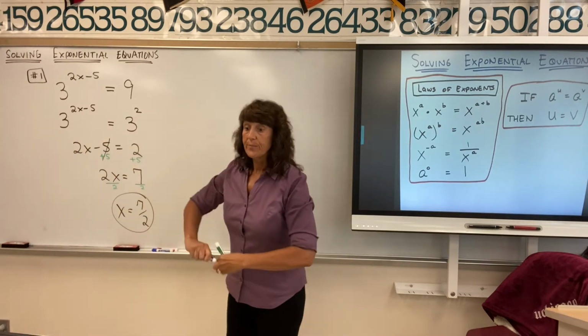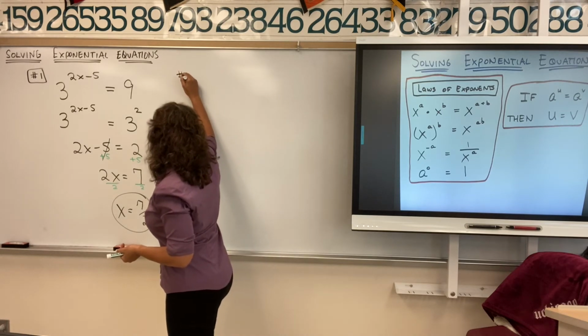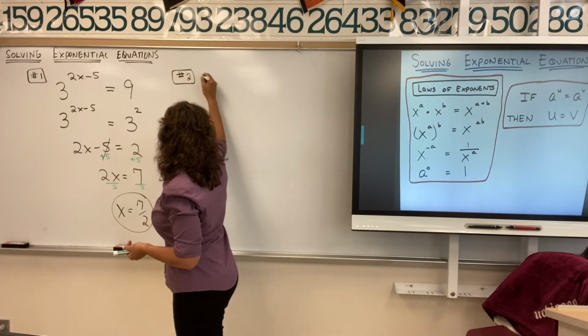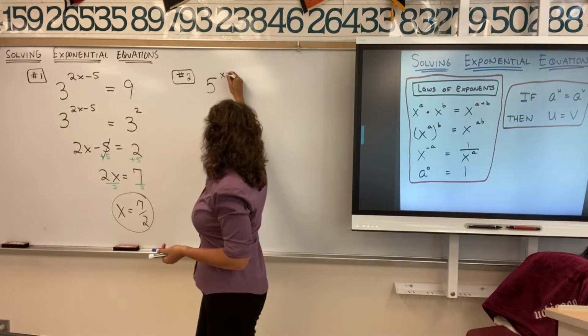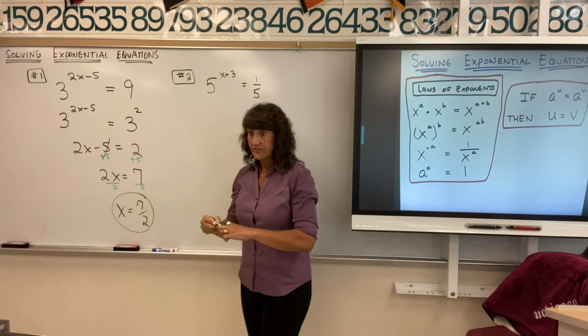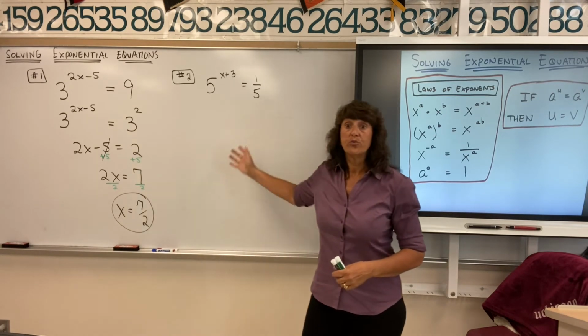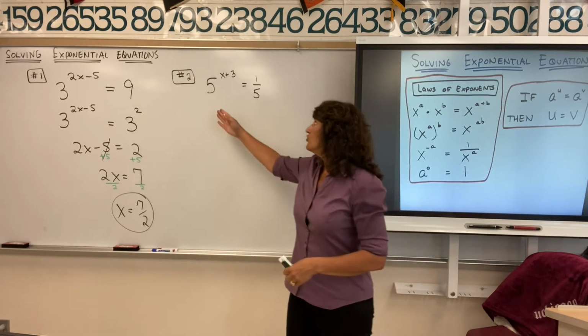Example number 2: we're going to take 5 raised to the x plus 3 power equals 1/5. So, 5 raised to the x plus 3 equals 1/5. How do we start?